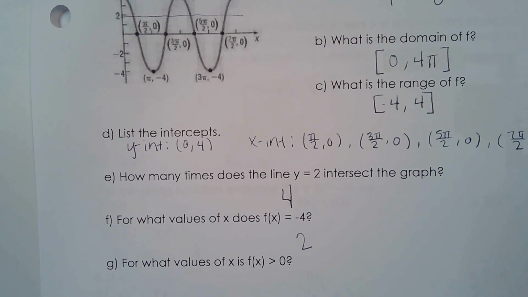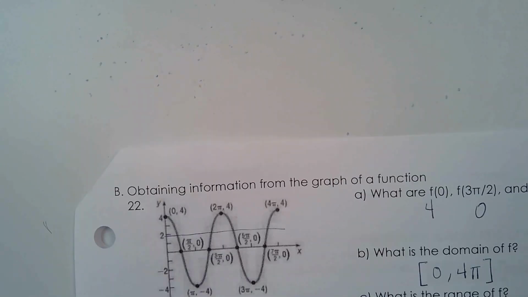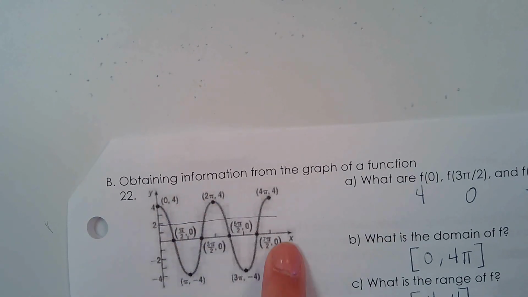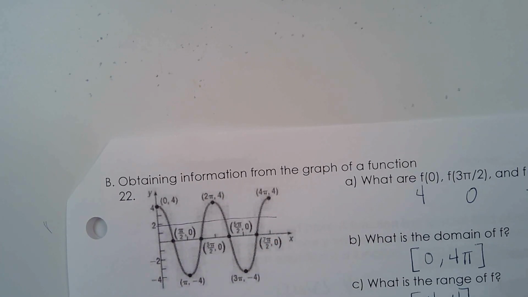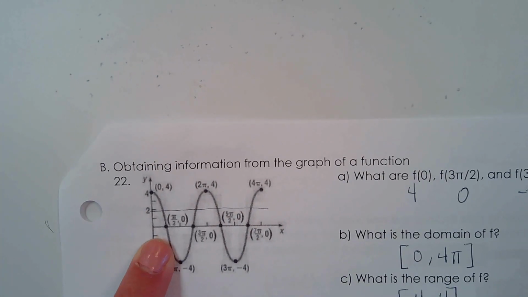And then at the bottom it says, for what values of x is f of x greater than 0? That's essentially just asking you where the graph is above the x-axis. So that's 3 little chunks. We'll need to write those chunks in interval notation. So it's going to be from 0 to pi over 2.